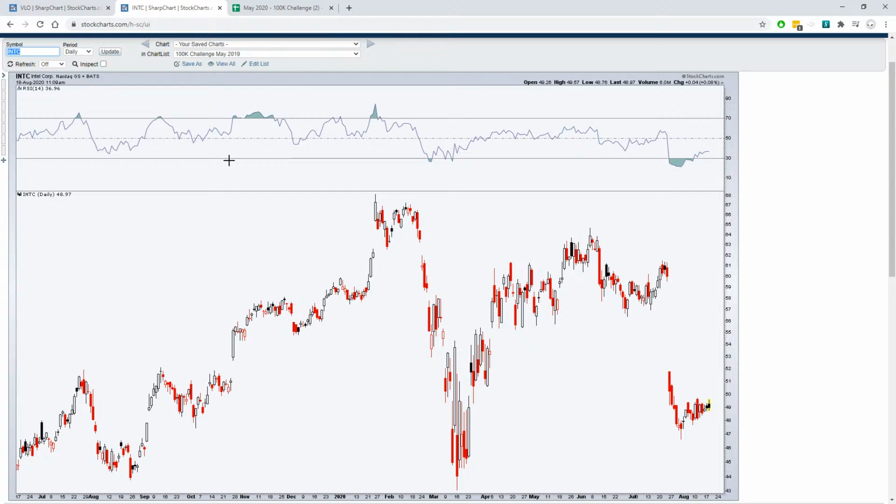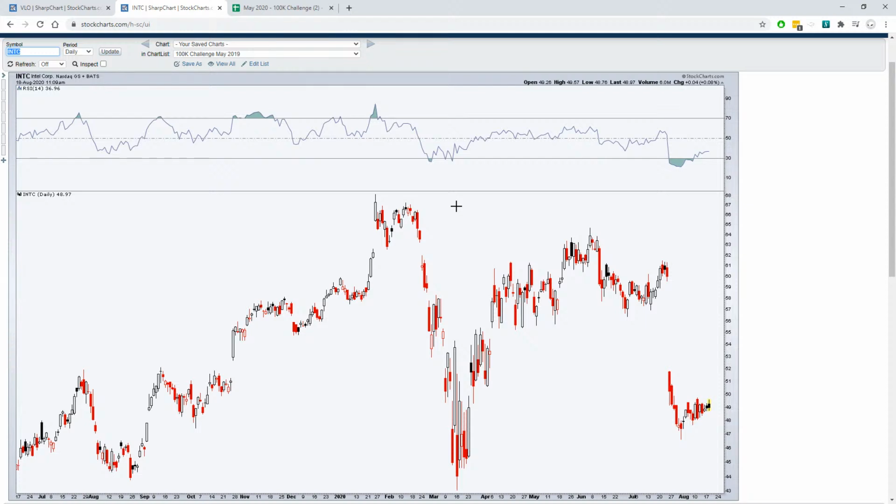But one of the things that I like to see is a general improvement in the RSI if I'm going to be looking for an upward trend, or a general deterioration in the RSI if I'm looking for a downward trend. But I do find that more often than not, the RSI just follows the price of the stock that day, right? And that's not exactly what I'm looking for.